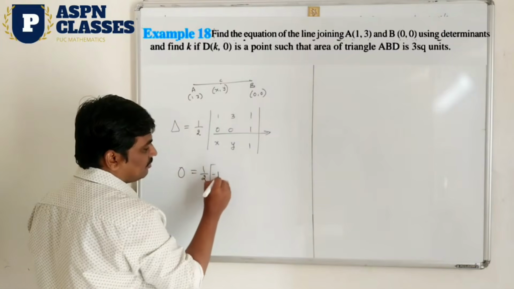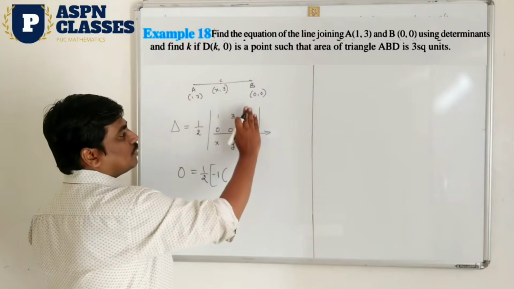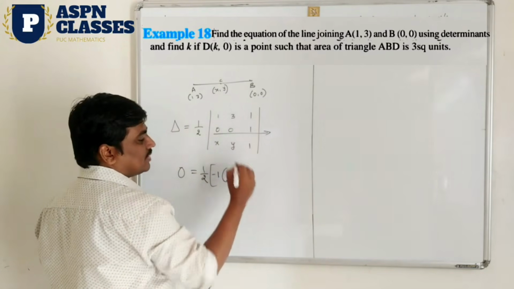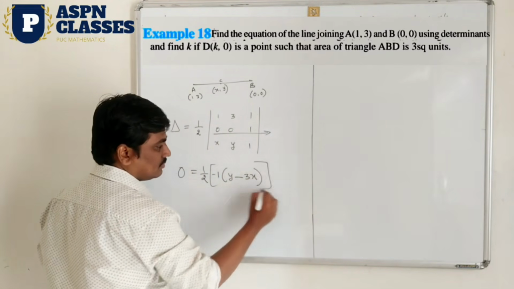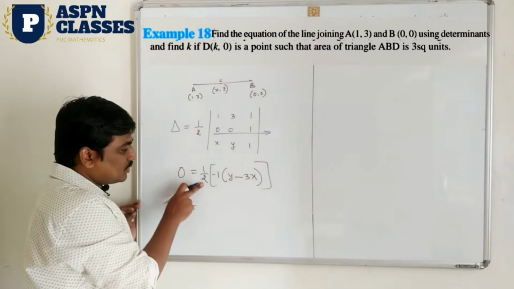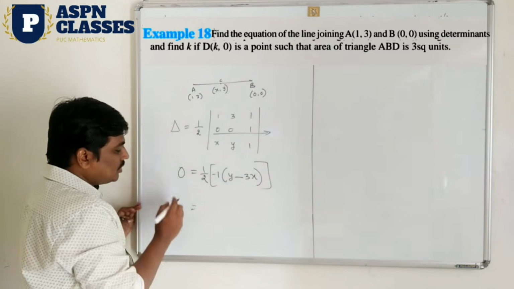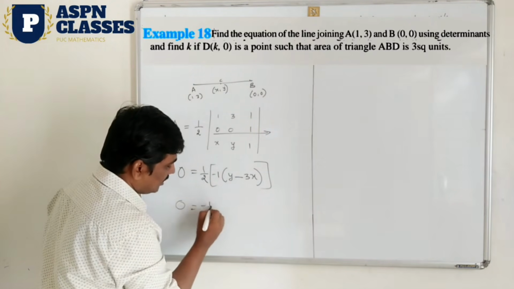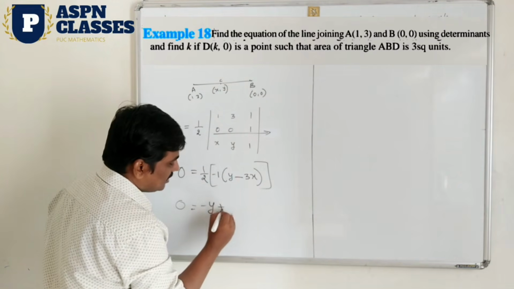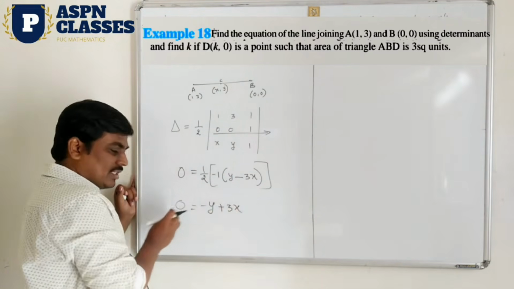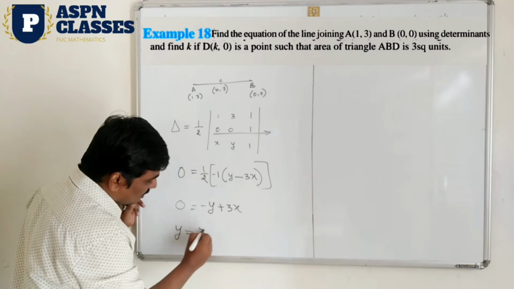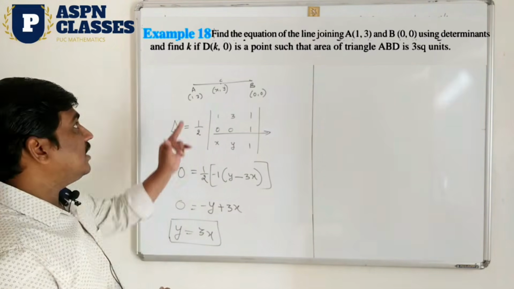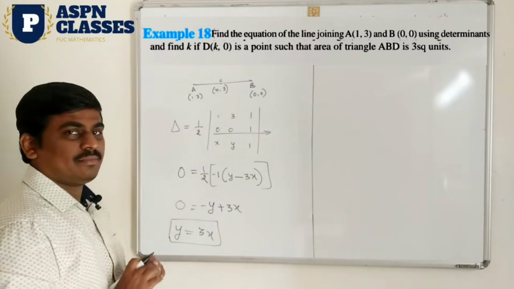So we start with minus 1 into bracket. The middle row and the last column get cancelled: 1 into y is y, minus x into 3 is 3x. The 2 is divided, shifted to the other side, multiplied, so 2 into 0 is 0. Then minus 1 into y is minus y, minus minus plus 3x. Shifting minus y to the other side, we get y equals 3x. So y equals 3x is the equation of the line joining these two points by the determinant method.